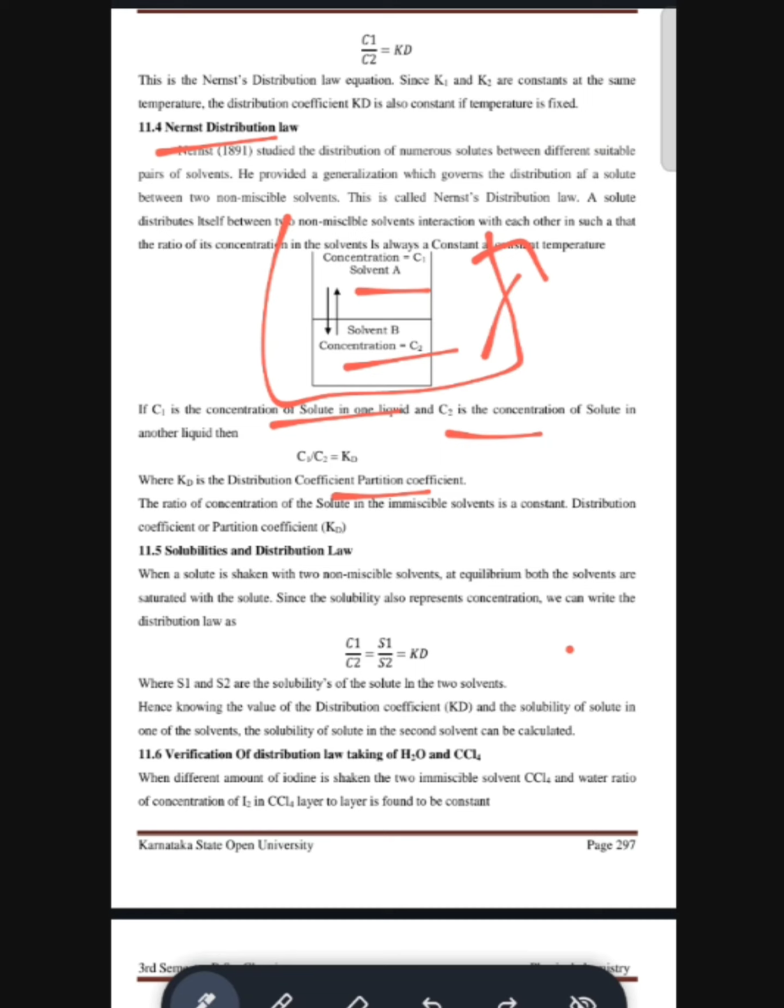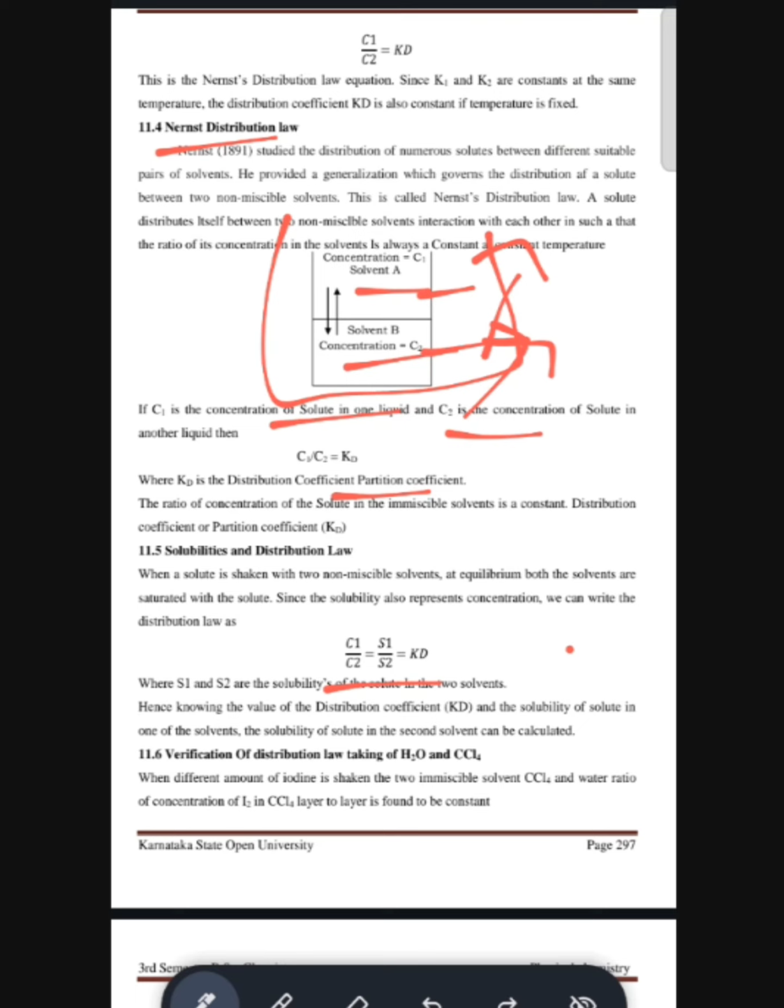And for solubility and distribution law, C1 by C2 is equal to S1 by S2, where S1 and S2 are the solubilities of the solute in the two solvents. So how much is soluble? Here the concept is different. In the distribution law and Nernst distribution law, you take two different solvents and they won't mix up. That is, two non-miscible solvents, not miscible.